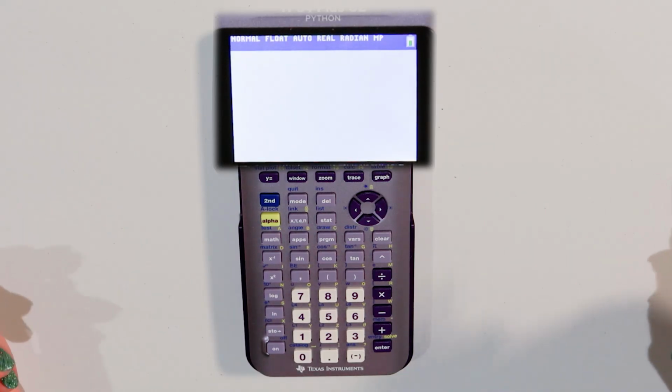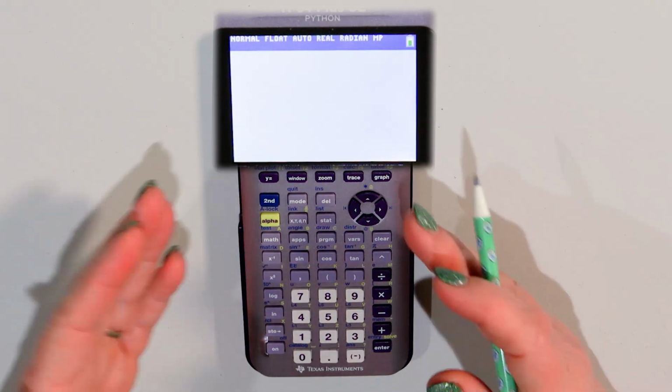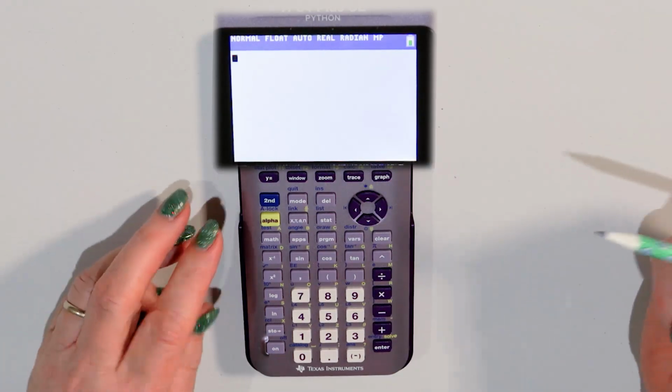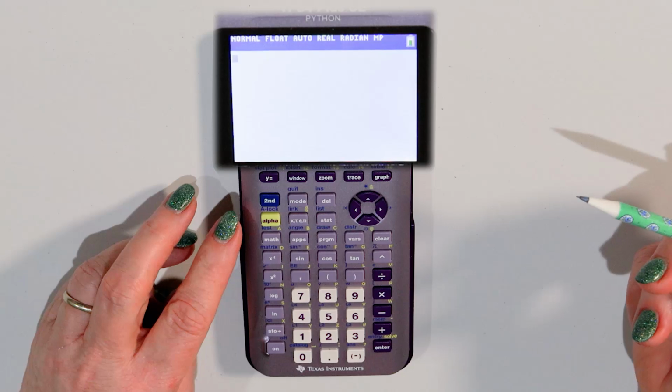I'm here today to show you how to use your calculator for Algebra 1, specifically for quadratics. This is your calculator. As you can see, I have my screen blank. There are certain buttons that you should always know, and every time I do one of these videos, I'm going to teach it to you.